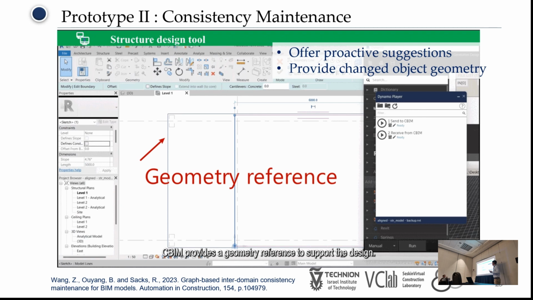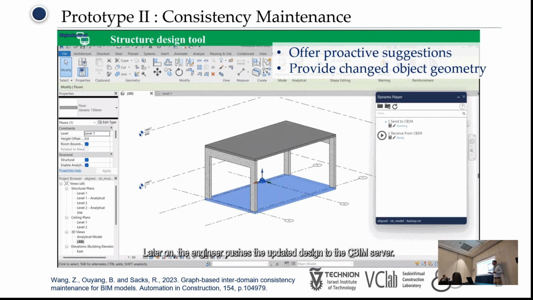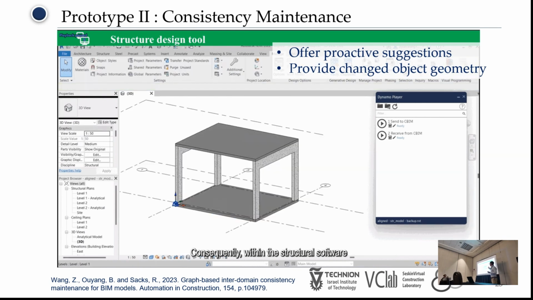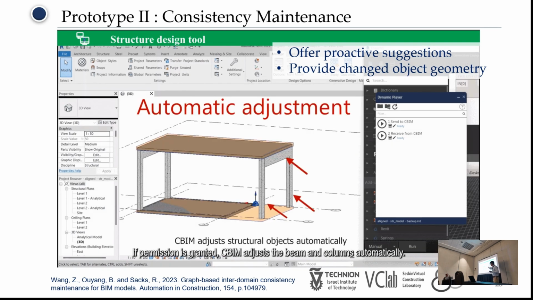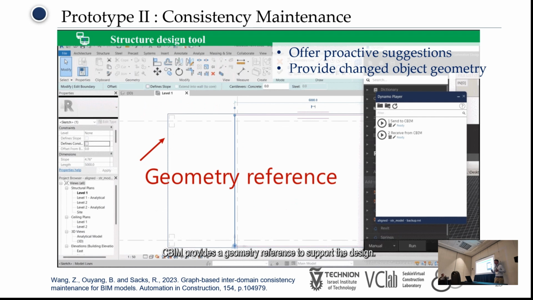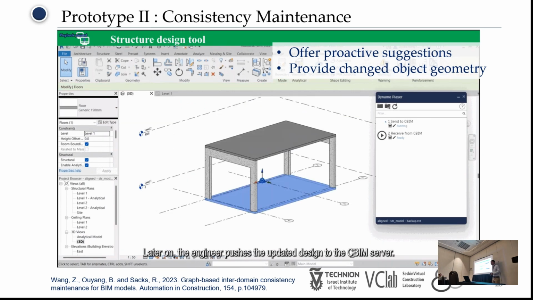For some kinds of change that cannot be handled by CBIM right now, we also provide changed object geometry, such as a brown bottom slab, like here, the brown slab, which can help the structure engineer to know where the latest change of the architecture model is and help them to improve their design.